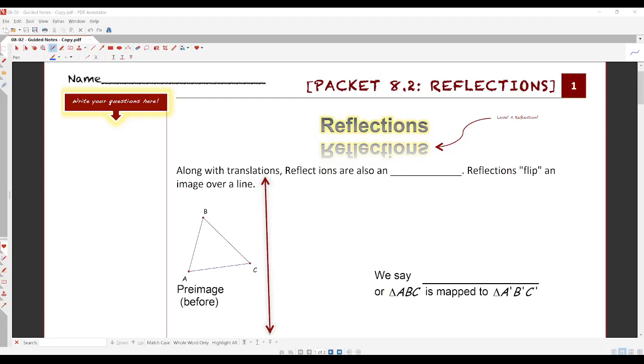All right, this is a lesson on reflections. So let's take a look at that first blank. It says, along with translations, reflections are also blank and blank. The word you want to put in here is an isometry. An isometry. I-S-O-M-E-T-R-Y.